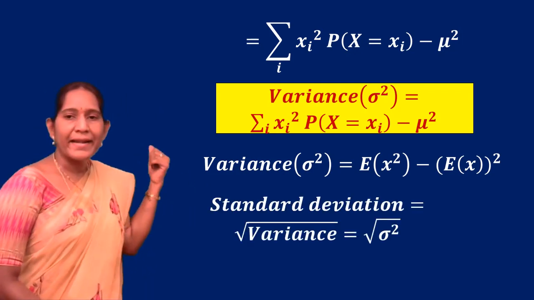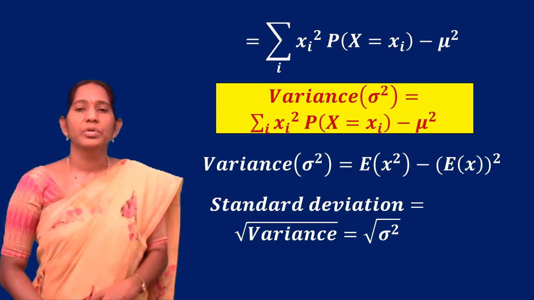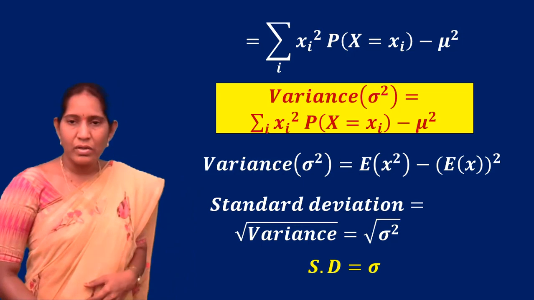So, what is standard deviation? It is the positive square root of variance. So, that is equal to root sigma square, that is equal to sigma.